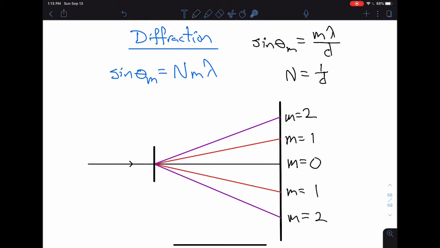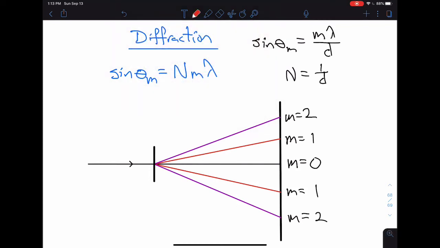I also want to mention, by the way, that I've got these lines as different colors. That is not reflective of how they actually look, the frequency of the light. I'm putting different colors so we can easily identify the different orders, that's all.